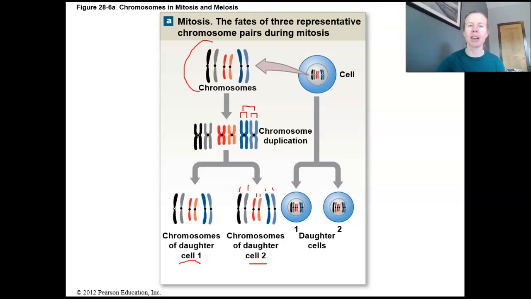We'd go right back to looking like this cell, which would be doing its cell thing. If it's a liver cell, it's being a liver. If it's pancreas, it's being a pancreas, right? And then before it divides, it would have to duplicate its chromosomes and then enter mitosis.